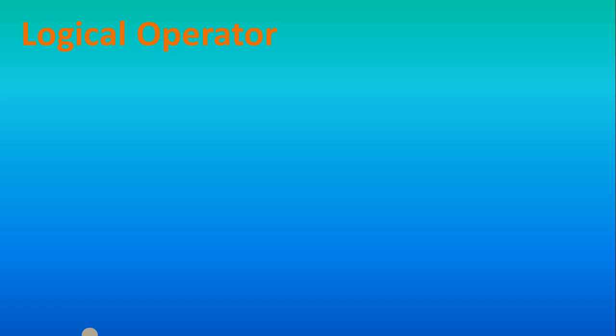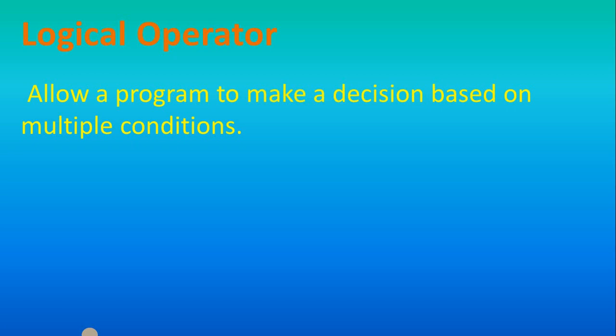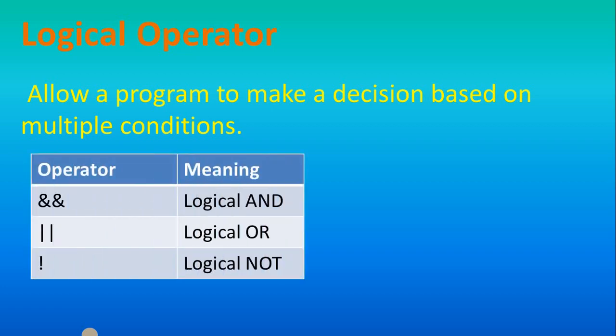Hello guys, today we will discuss the logical operator. So what exactly is a logical operator? It allows a program to take decisions on the basis of multiple conditions. In the general case we use two conditions, and for doing that we must have such kinds of operators.